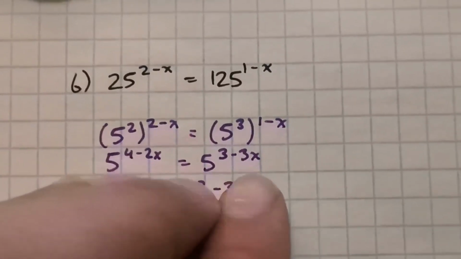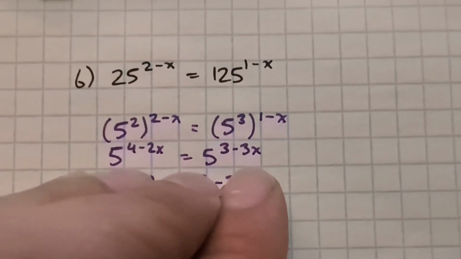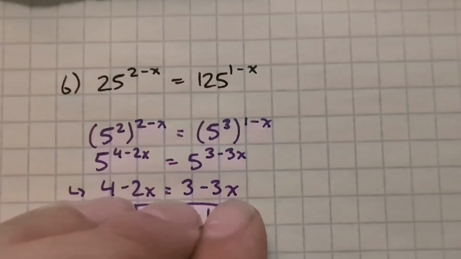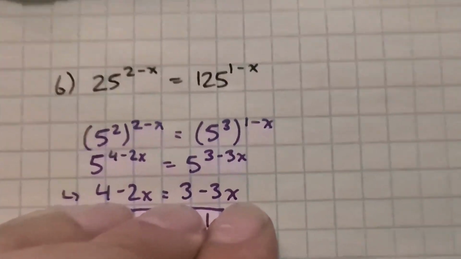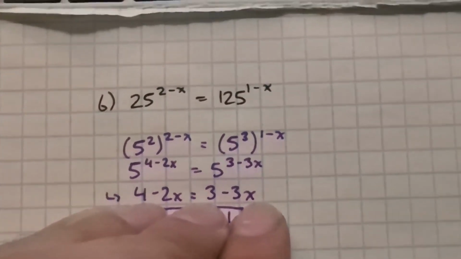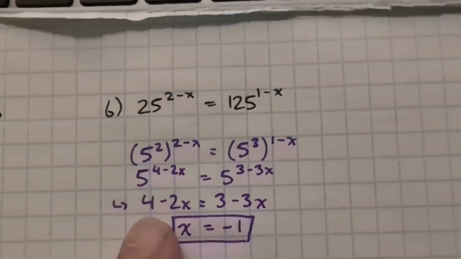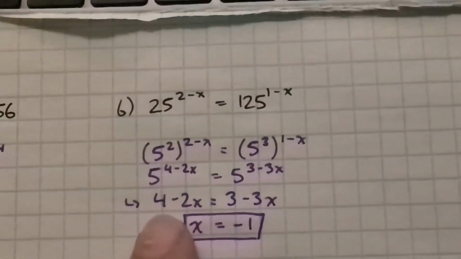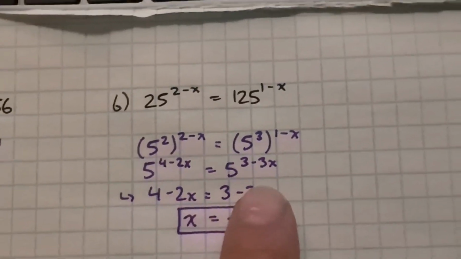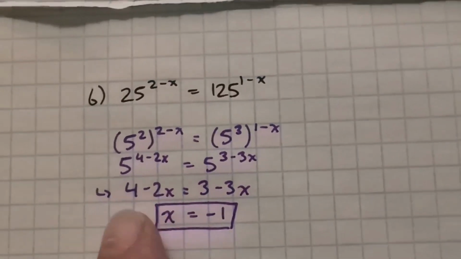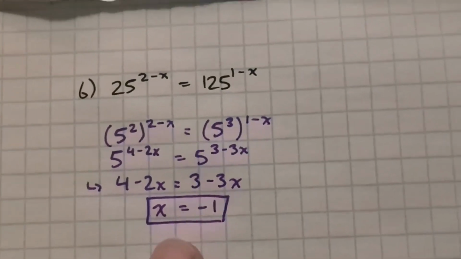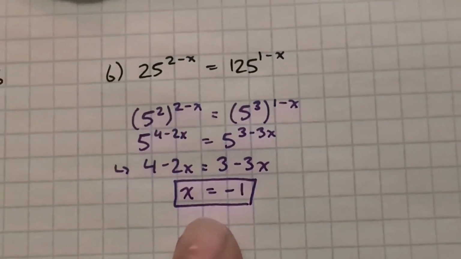And now we have the same base with two different exponents. So we just set those exponents equal to one another. It's the only way they can be equal. And now it's just a linear equation. So we move our x's to one side and our non-x's, our constants, to the other side. So add 3x and we get x. Subtract 4 and we get negative 1. So x has to be equal to negative 1.